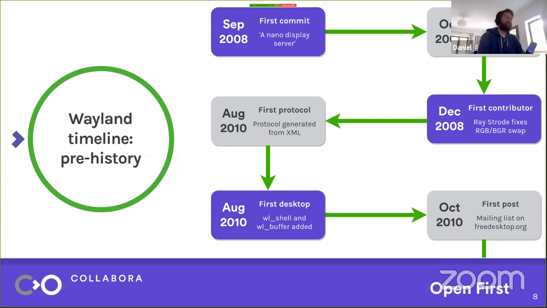And then it took until really about 2010 when you started to see Wayland as we know it begin to take shape. So we had things like the protocol being generated from XML, which has made it much easier for the extension system that we have today. And we also had the start of a desktop protocol and the buffer management by August 2010. So that is really the starting point of Wayland as we know it today. It would have begun just under 10 years ago now.